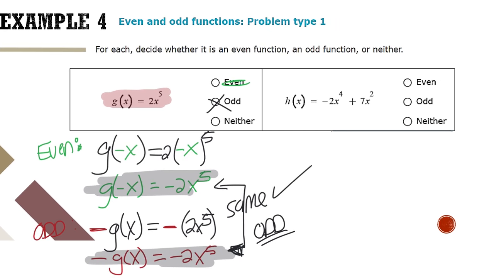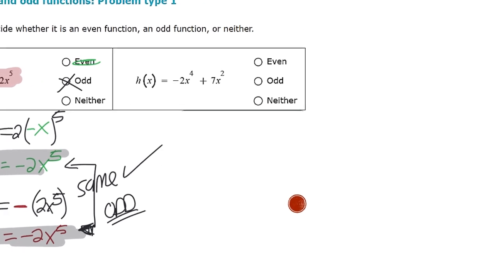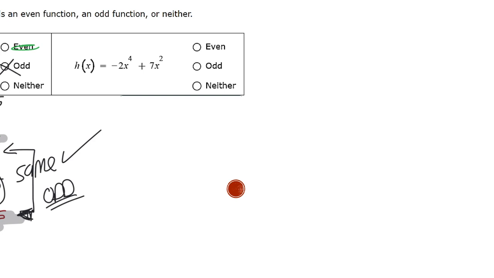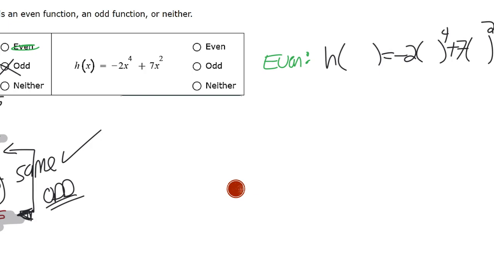So let's go ahead and try another one here with h of x. So I'm going to move this over. So again, if I want even, we're going to plug in negative x. So we're going to do h of negative x is equal to negative 2 times negative x to the fourth plus 7 times negative x to the second.